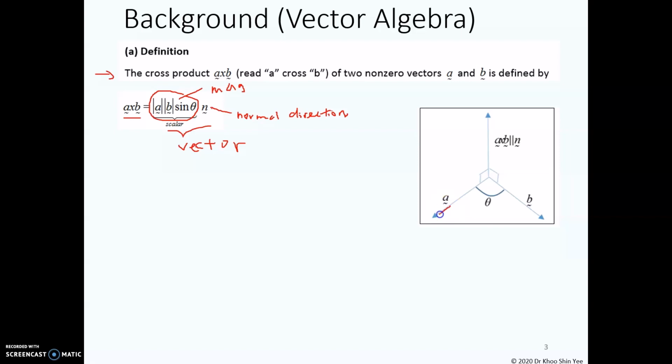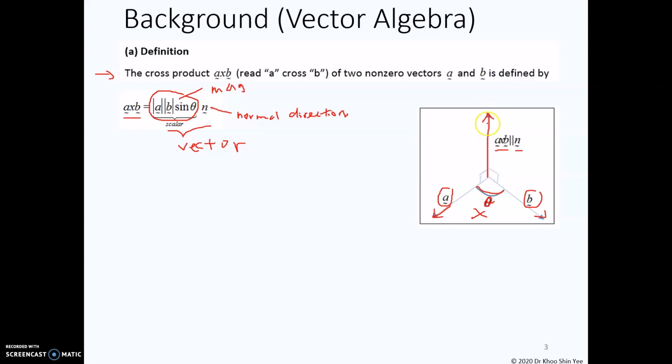In simple terms, if you have a vector A and vector B that are separated by an angle, then when you take A cross with B, the result of A cross B will be in the normal direction, which is over here.